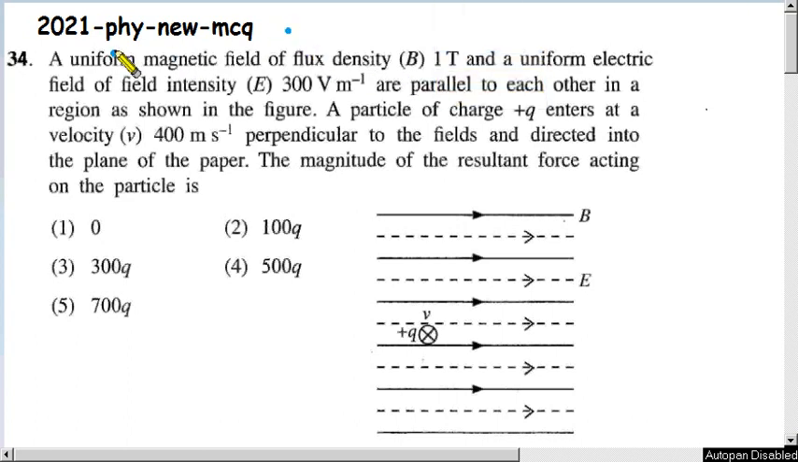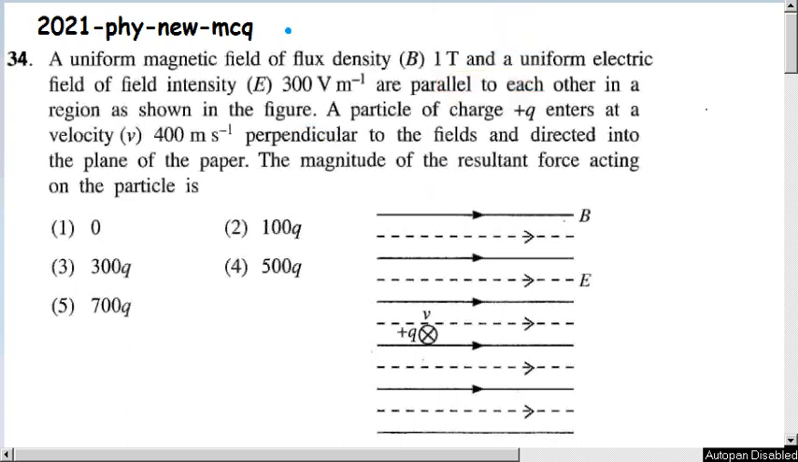Children, today I am going to discuss question number 34 from the MCQ part of 2021 Physics New Syllabus paper. A uniform magnetic field of flux density capital B equals 1 Tesla and a uniform electric field of field intensity capital E equals 300 volt per meter are parallel to each other in a region as shown in the figure.